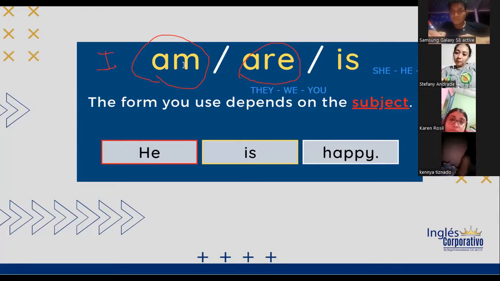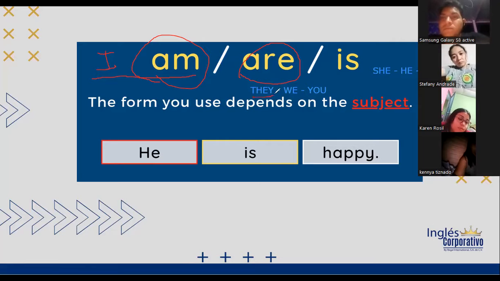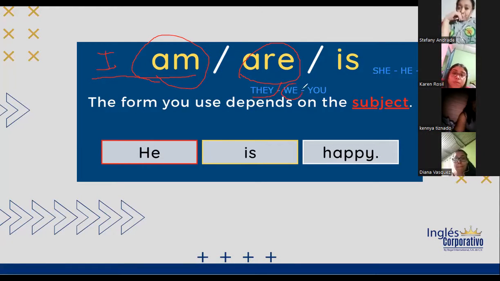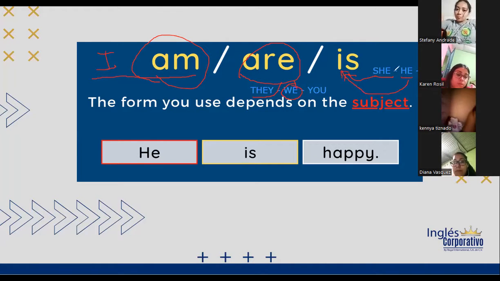So when we join I am, we say yo soy, yo estoy. When we use they are, we say ellos son, ellos están. We would be nosotros, we are. We will soon create our own sentences, don't worry. We are, which means nosotros somos, you are, tú eres, she is, ella es, he is, él es, it is, eso es. It depends on the subject.